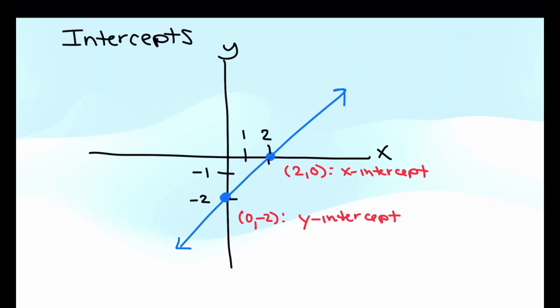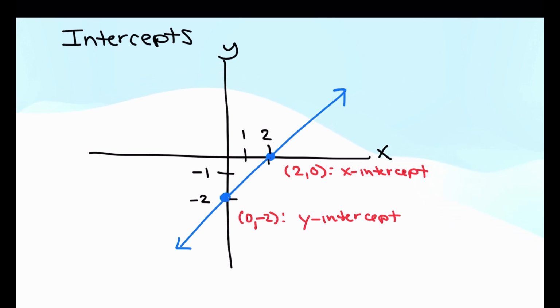All right, so the second topic I want to cover in this video is the idea of intercepts. An intercept is a place where a line crosses the two axes. So I have a picture of a line in blue, and where this graph crosses the x-axis is called the x-intercept. In this case, that would be the point (2, 0). Where the graph crosses the y-axis is called the y-intercept. That's the point (0, -2).